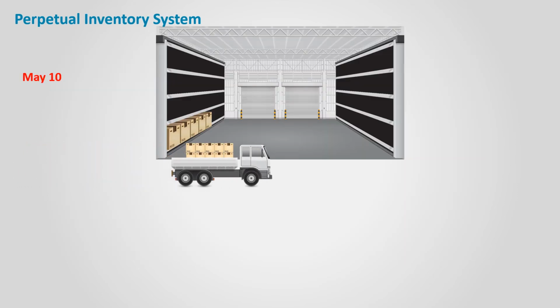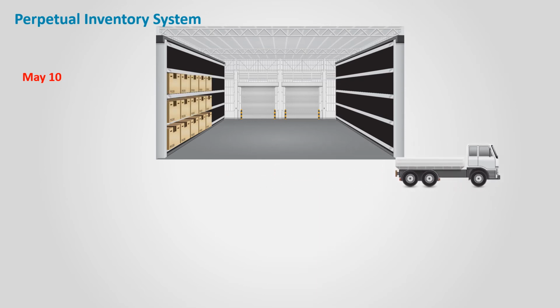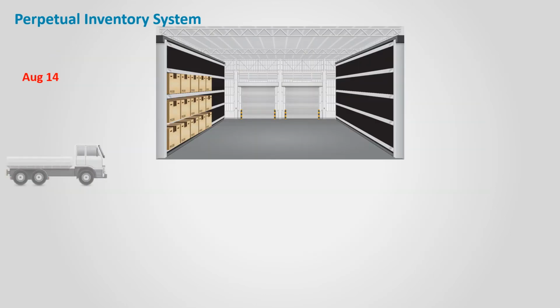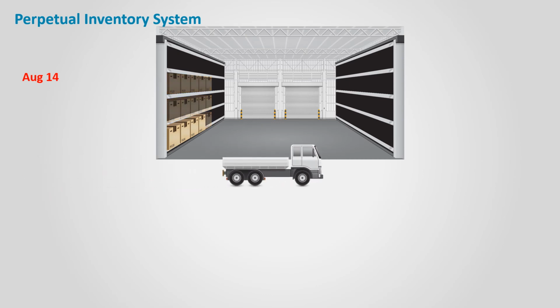On May 10, there is a purchase of 10 units for $15 each. Such information is recorded under the purchases section as follows. The total value is $150. This comes from the multiplication of the number of units by the unit cost. Now the balance is composed of two layers, one representing the beginning inventory and the second representing the May 10th purchase as follows. So although they are two layers, we know that we have a total of 15 units for $200 in inventory. On August 14th, the business sold 11 units.